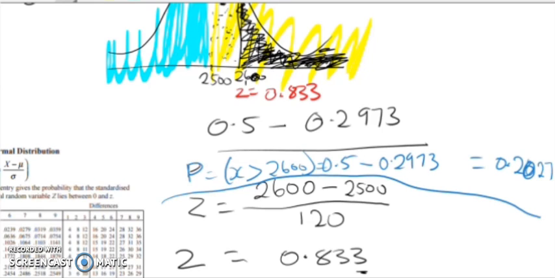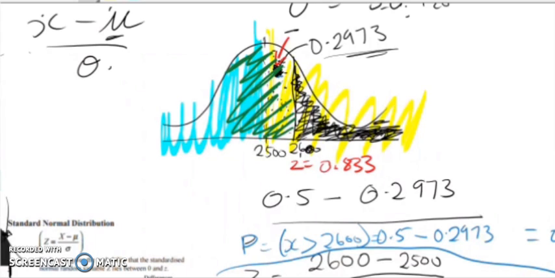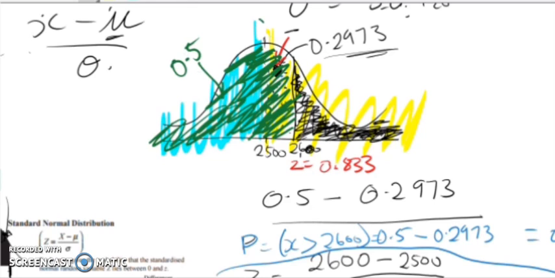Okay, so we have to draw a picture first because the picture tells us if we want to go a half minus what we find. Or maybe the question said less than 2,600. Now if the question had said that, we'd be looking for this green area. And if we were looking for that green area, we would be going a half plus the 0.2973. Okay, so the pictures are always important.